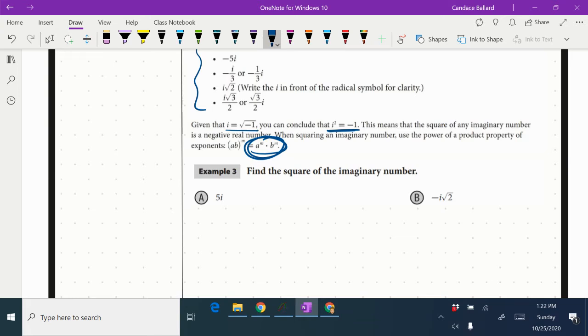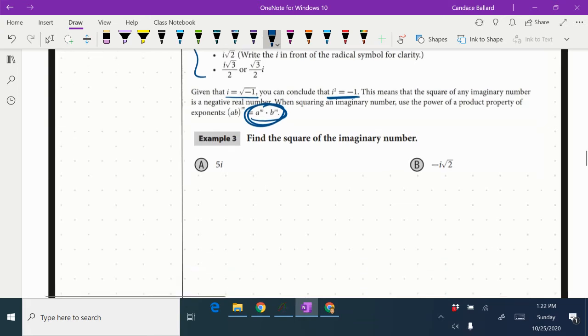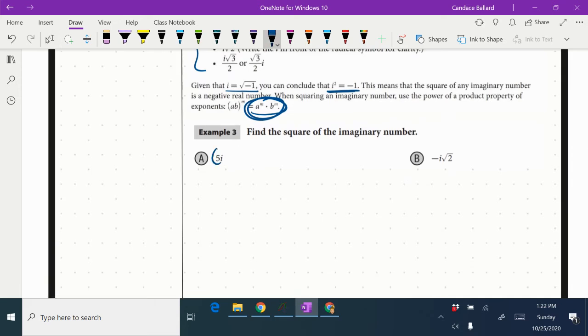So looking at this first one, it says find the square of the imaginary number. So I am supposed to square the number, which means I am going to distribute that in, which means I've got 5 squared times i squared. We just said earlier that i squared is equal to -1. So 5 squared is 25. For i squared, I'm substituting in -1, which would give me -25.